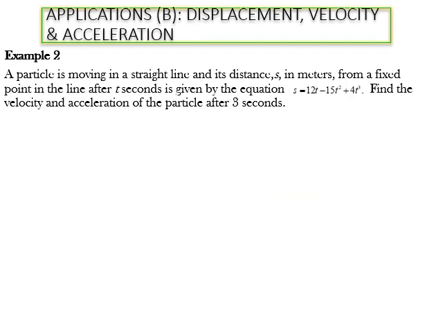A particle is moving in a straight line and its distance s in meters from a fixed point on the line after t seconds is given by the equation s. Find the velocity and acceleration of the particle after 3 seconds. So it's given s is equal to 12t minus 15t squared plus 4t to the power 3.